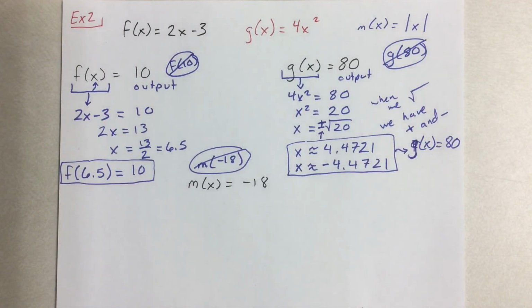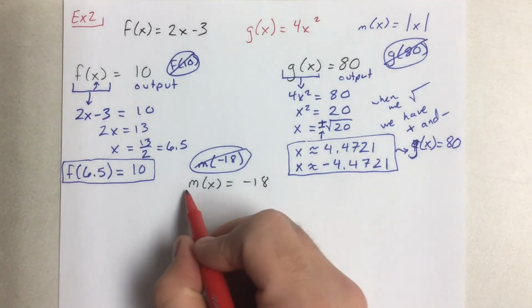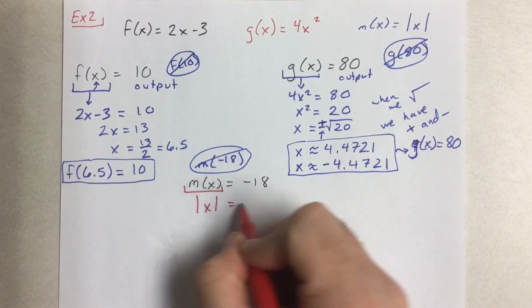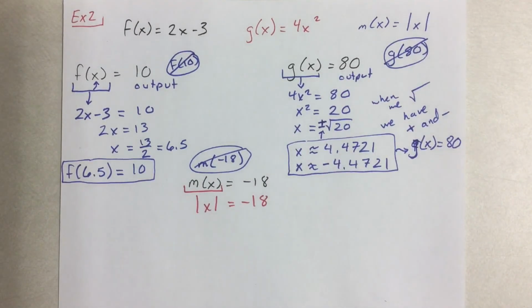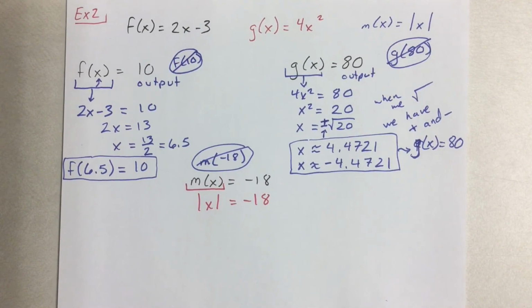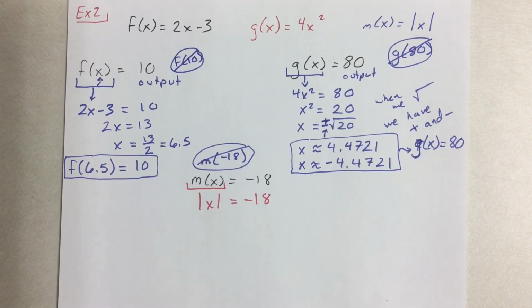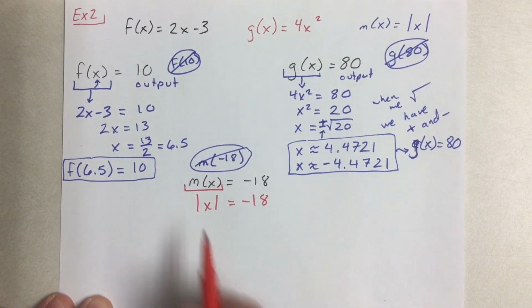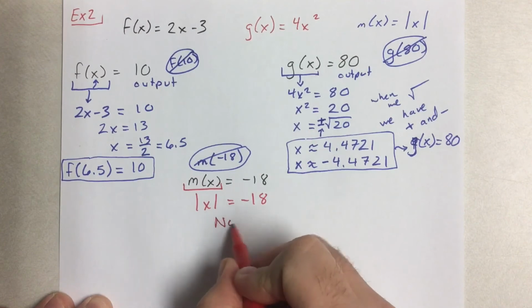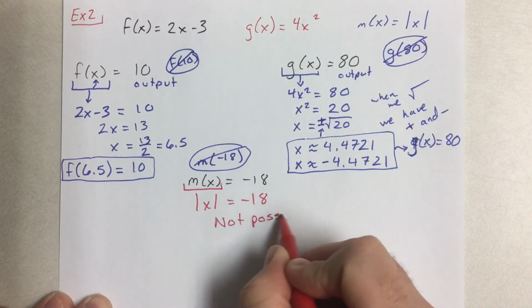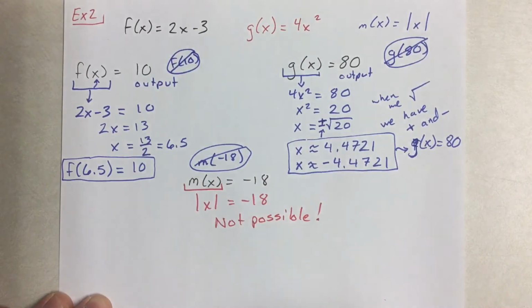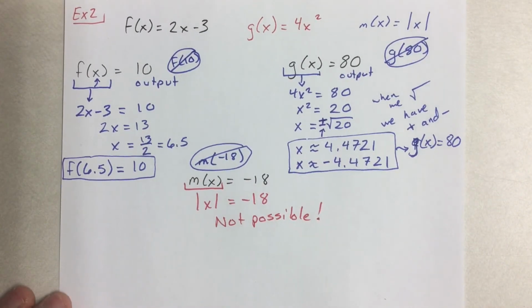So the last one, use a different color to add contrast. So m of x equals negative 18. So we're going to take our m of x function, absolute value of x, equals negative 18. And you think of this, that's not even possible, is it? Because the absolute value makes every input positive, so how can you get a negative value from it? Therefore, this is not possible. It is not possible to have an input that gives us negative 18.